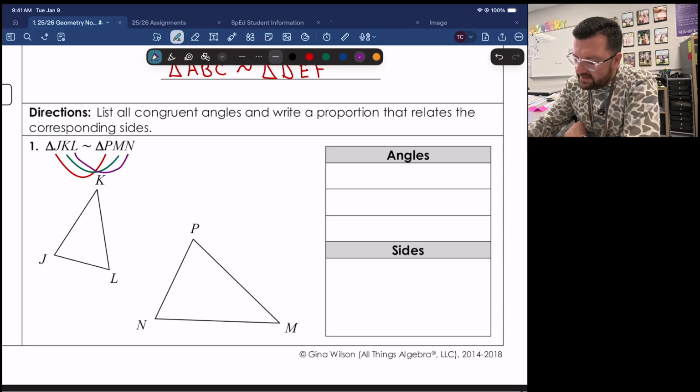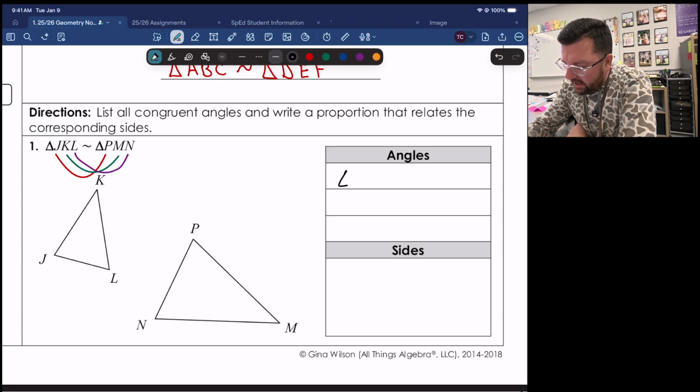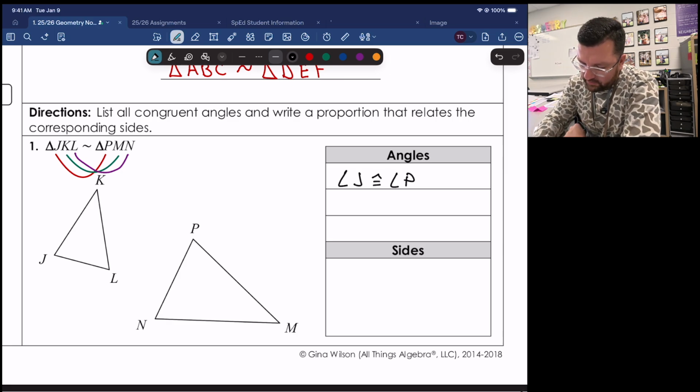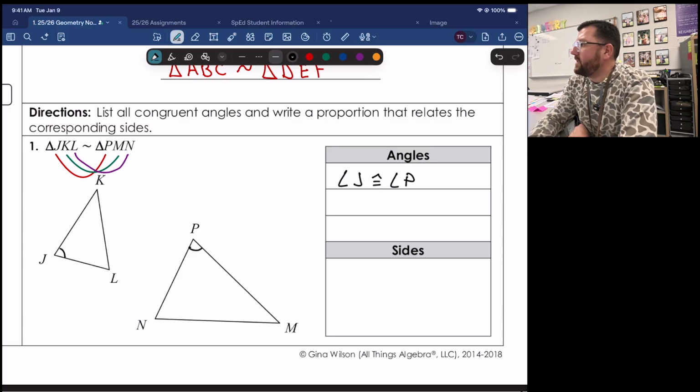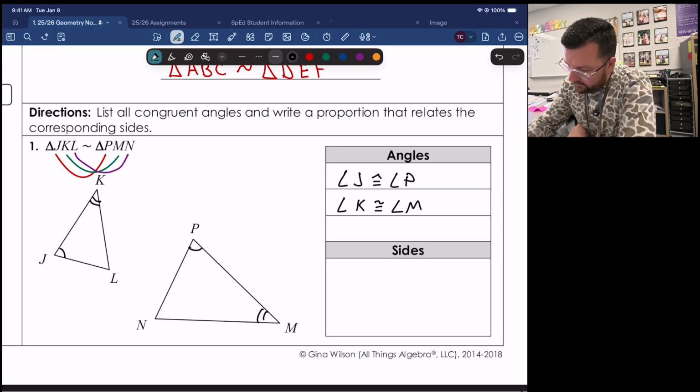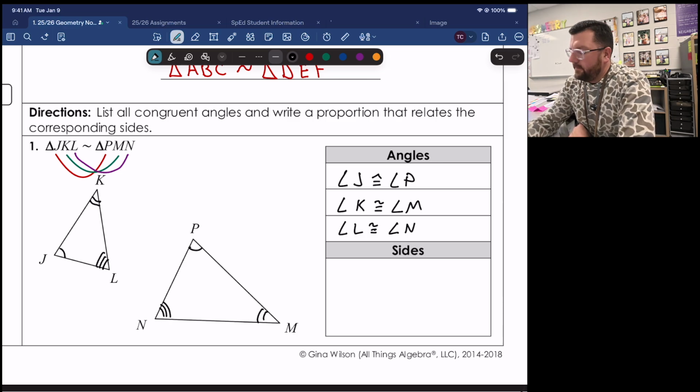So now, real easily, I can tell that angle J is congruent to angle P. And I could actually write that into my diagram with congruent tick marks. Angle K is congruent to angle M. Angle L is congruent to angle N. That part of the question's done.